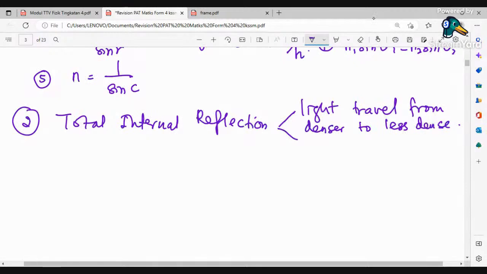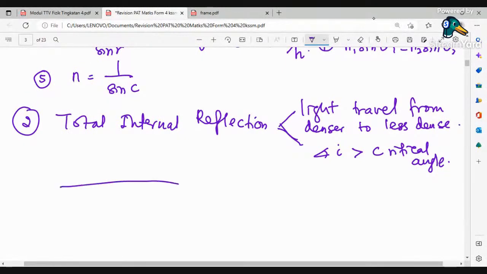Light goes from glass to air, or water to air. And then angle I must be greater than the critical angle. The value of the critical angle depends on the refractive index, meaning C also depends on the medium. Different medium, different C. Or we can say different refractive index, different critical angle.